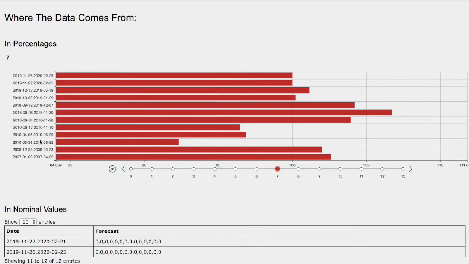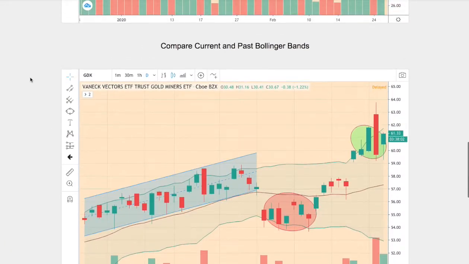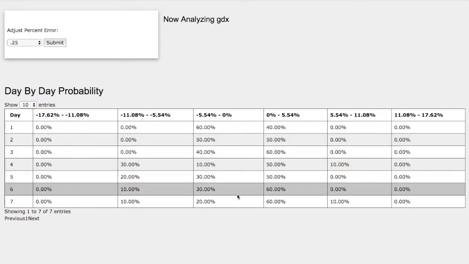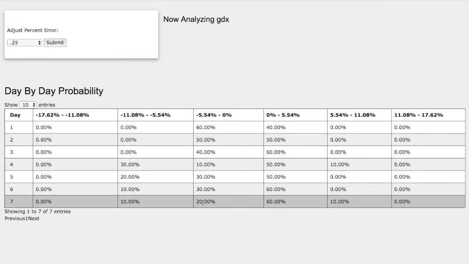So the model that we just examined was August 17, 2010 to November 10th, 2010. Back then, gold miners was down roughly around 3.5%. So if we head back to the day-by-day probability model, it coincides with this standard deviation of 20% chance for gold miners falling between 0 to 5%.